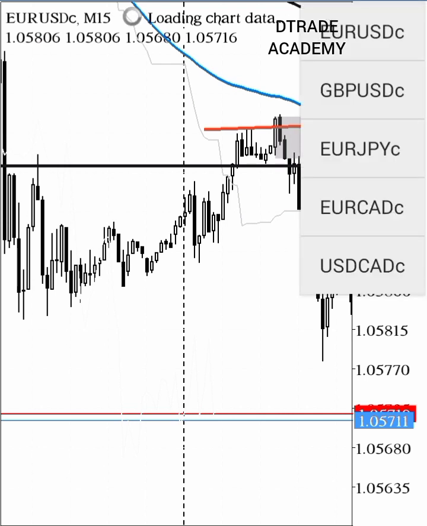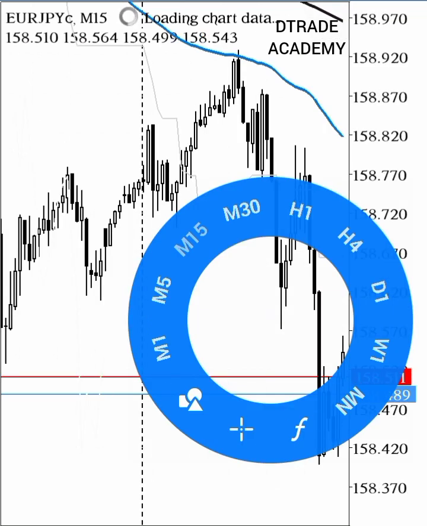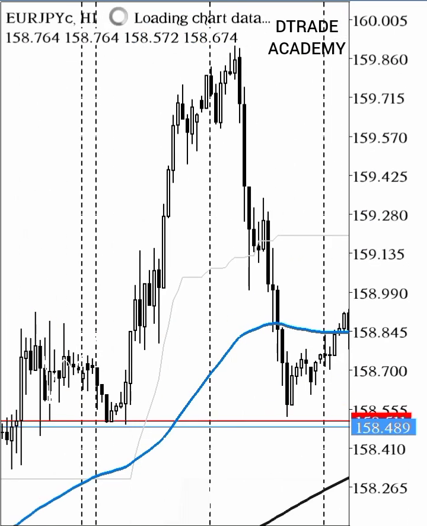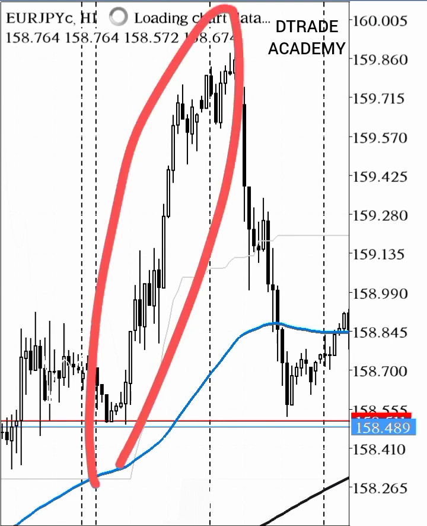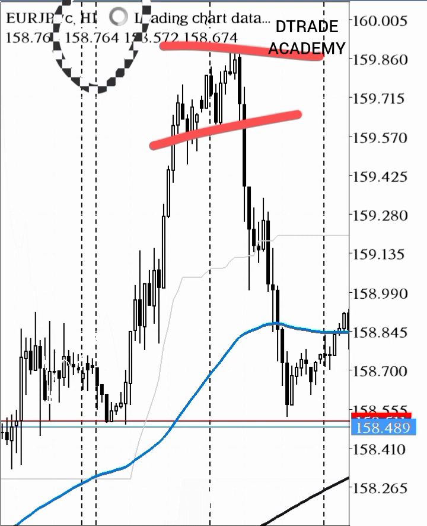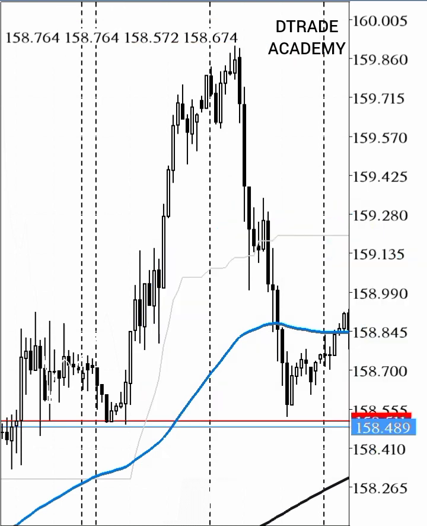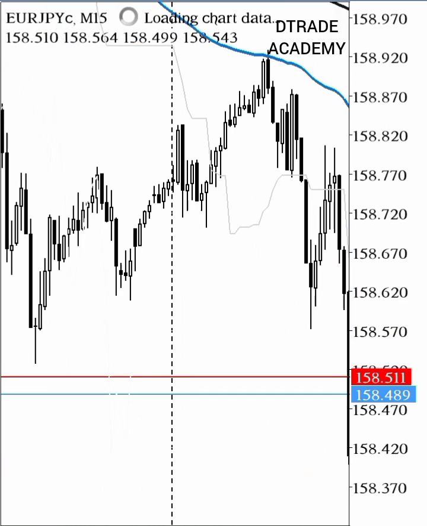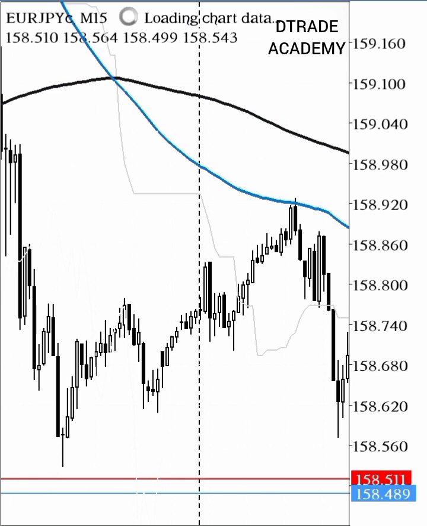Let me give an example that is going to be very clear. This is Euro JPY. Euro JPY on H1 time frame, we can see we have a long push to the upside. And from there we had a peak formation high. That was on H1. So what we have to do now is to come to 15 minutes and wait for what? The crossing of our water and our measure.